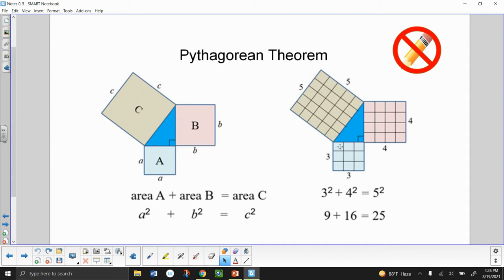hypotenuse. So in this case, we see that 3 squared, so 9. So there's 9 total boxes here. There's 16 total boxes here is going to equal 25. So 3 squared plus 4 squared equals 5 squared, 9 plus 16 equals 25.